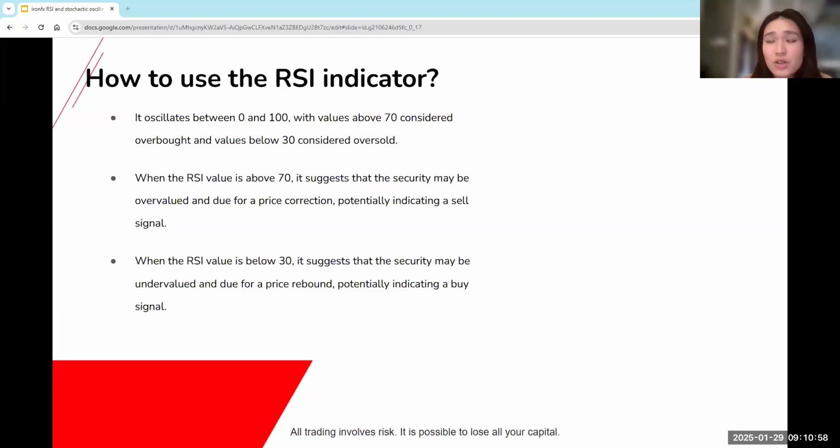So oftentimes we will combine using the RSI and stochastic with other technical analysis indicators. That's kind of what we call confluence, and we'll touch a bit more on this later on as well.